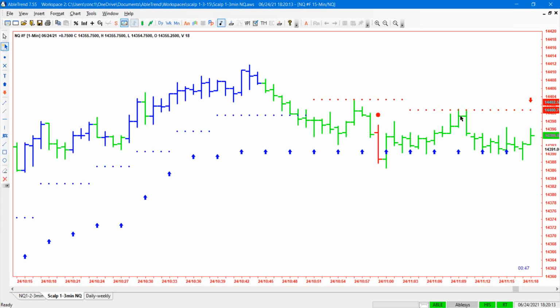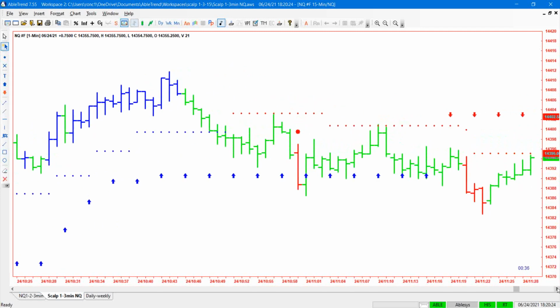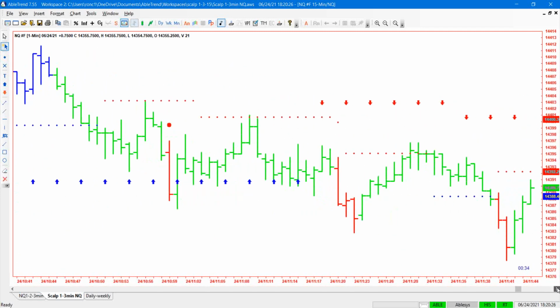Hits a red dot, closes under it. 2 minutes later we got 5 points. That's a winner. Hits the blue arrow, just barely made the 5 points right there. And that's how we do it.